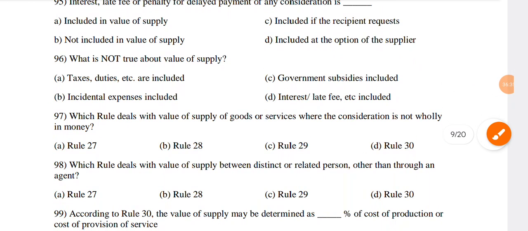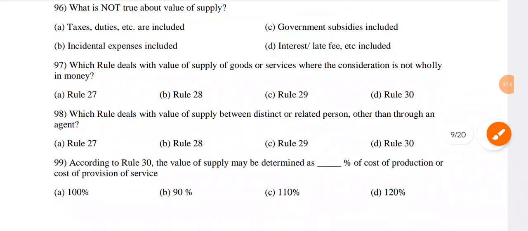Next question, what is not true about the value of supply? Option A, taxes, duties, etc. are included, B, incidental expenses included, C, government subsidies included, and D, interest, late fees, etc. included. And the correct option is C.